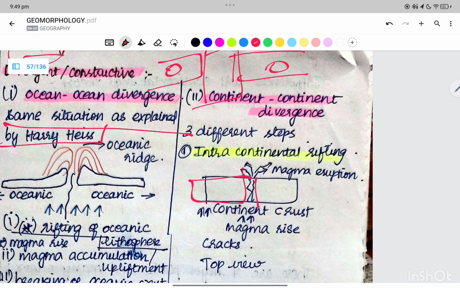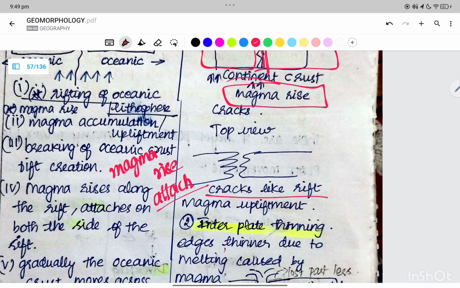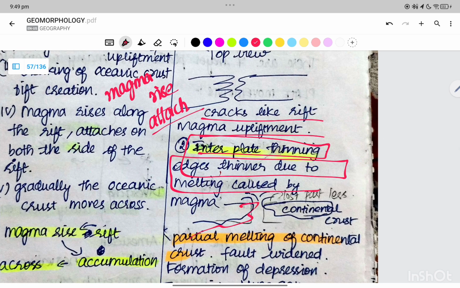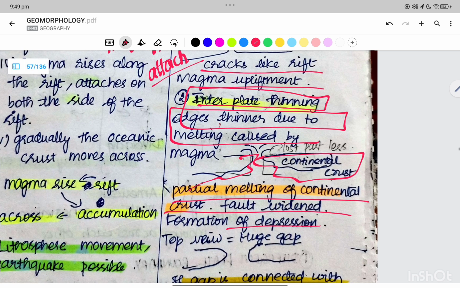When the continent and the continent are diverging, the magma rises. Right, the same magma is having eruption. But here, the plate is going to thin. The edges are thinner because of the melting of the magma. But it is only partial melting, and the fault is going to widen, formation of the depression. Top view, it looks like a huge gap, right?